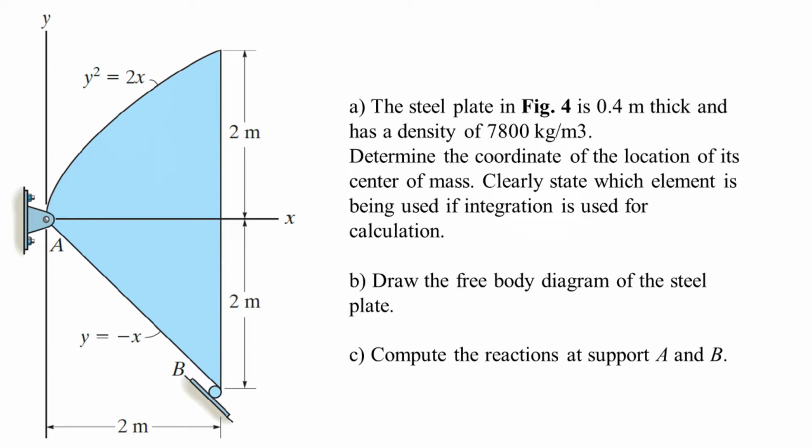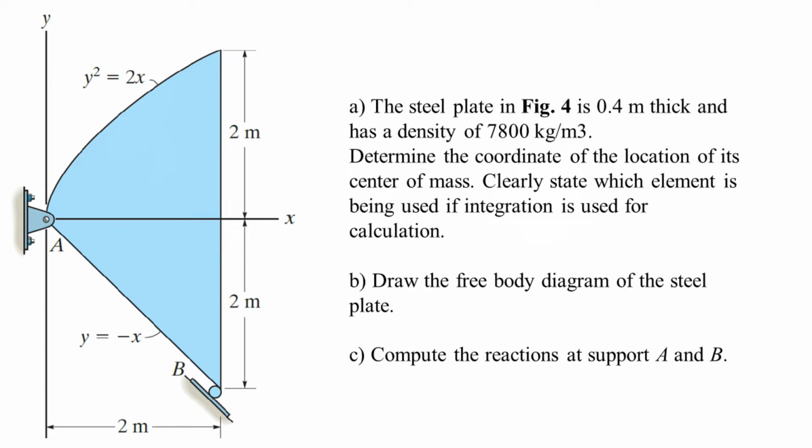Okay, in this third question for today, you will have the diagram on the left here, and then the question, right? So you'll have the questions A, B, and C there. It states that the steel plate, so you know that the diagram there is a steel plate, is 0.4 meter thick, meaning the thickness is 0.4 meter in the Z direction, of course, and has a density of 7800 kilogram per meter cube, right? So the density is given, the thickness is given. Determine the coordinate of the location of its center of mass.